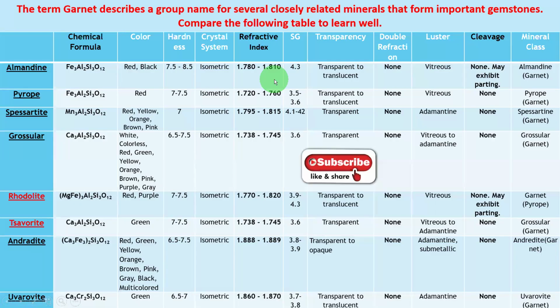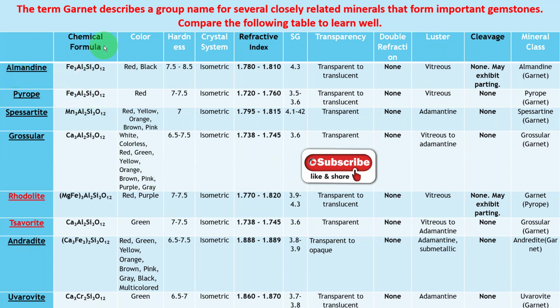Shall we move on? Now look at this table. In this table, the term garnet describes a group name of several closely related minerals that form important gemstones. Compare the following table to learn well. When you learn this, you need to take a screenshot and take a printout, because otherwise it is wasting time.